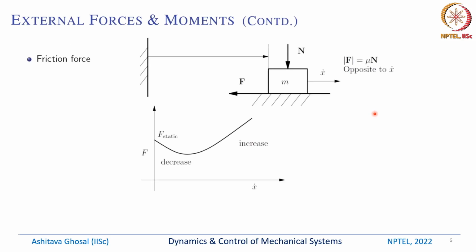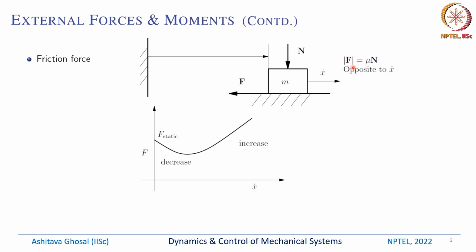Friction force is another one which is very useful and interesting. This occurs when you have an object, say a mass m, on some surface, and there is a weight or normal force acting on the mass. N is the normal force. Most of the time it could simply be the weight, so N could be m times g, where g is gravity. If you have a velocity in this direction, a force develops in the opposite direction.